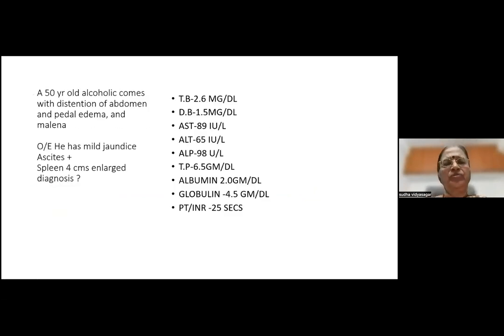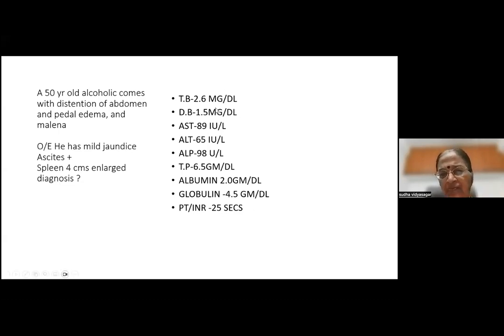A 50-year-old alcoholic comes with distension of abdomen, pedal edema and melena. On examination, he has jaundice, there's ascites. Spleen is enlarged 4 centimeters. Very, very simple case. That's your LFT. Alcoholic with distension of abdomen, from entering the ward only, you can make the diagnosis. Okay, this patient has got this. So what is this LFT showing you? This is a okay, DCLD. Okay, this is DCLD with portal hypertension. Correct. Okay, because I said spleen is enlarged.